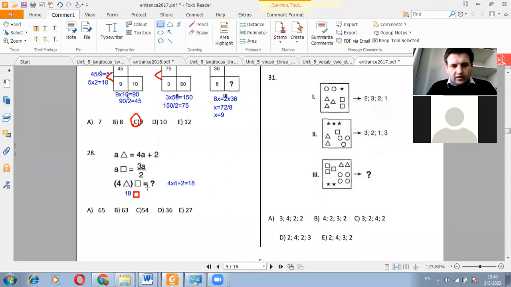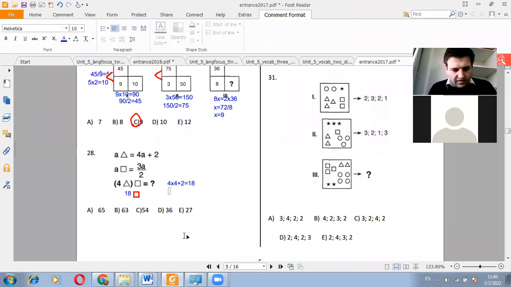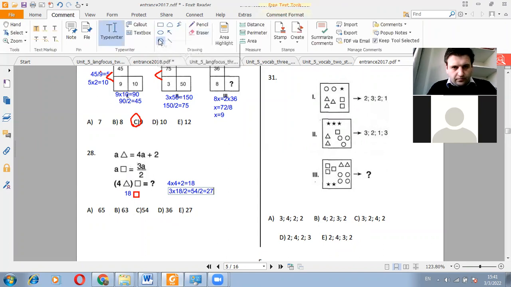Once solved, the square represents this operation here. So 3 times 18 over 2, right? If we go in order, 3 times 18 is 54. 54 divided by 2 equals 27, which is choice E here. You just put the numbers in the places of the letters here.